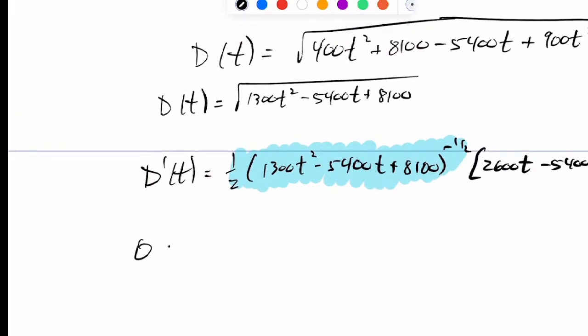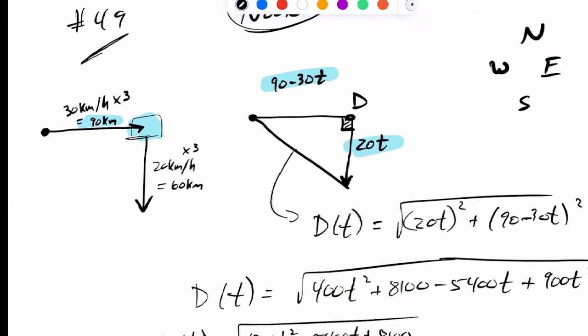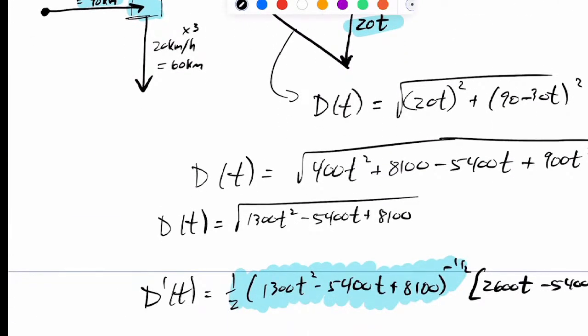So when I set this equal to 0, I really end up just having to solve for the top, which is 2600t minus 5400, and we get our critical point, 54 over 26, which is approximately 2.08 hours. So at around 2.08 hours, number 49, I'll double check this one.